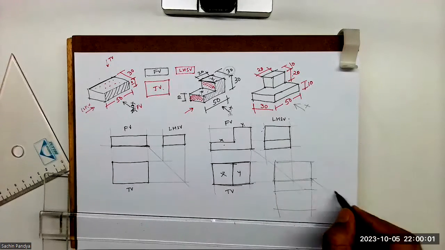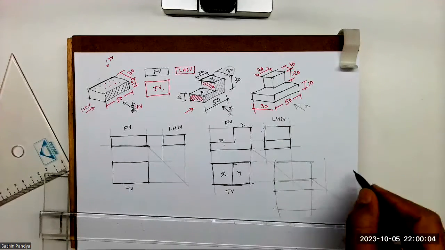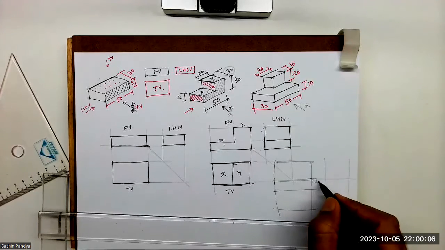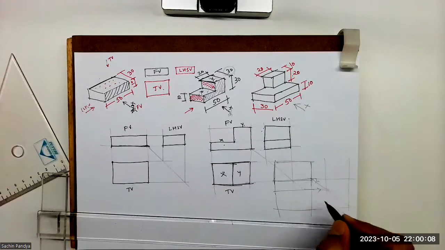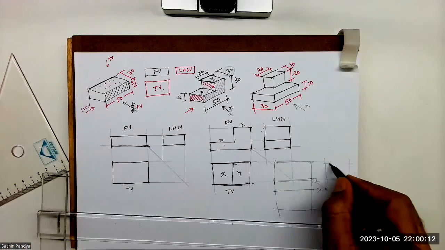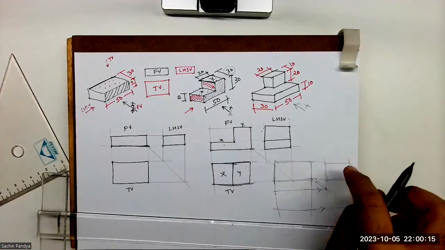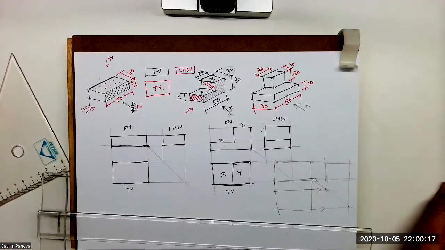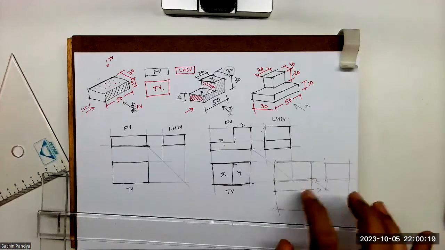Then I'll draw 45 degree. I'll extend, right? I'll draw 45 from here and I'll extend till here. Wherever it will intersect, from there you go up. So this is what you'll get: front view, top view, and side view. This is how you will get this box.